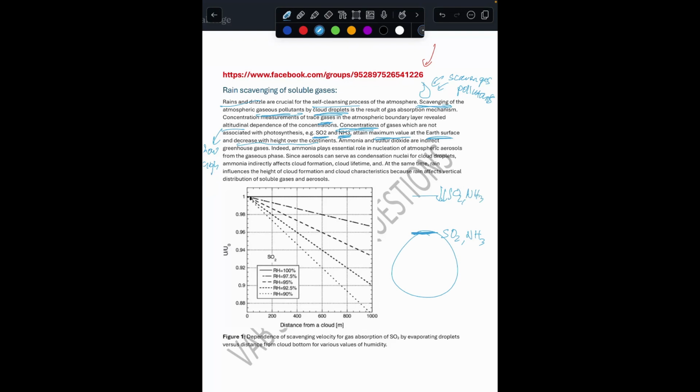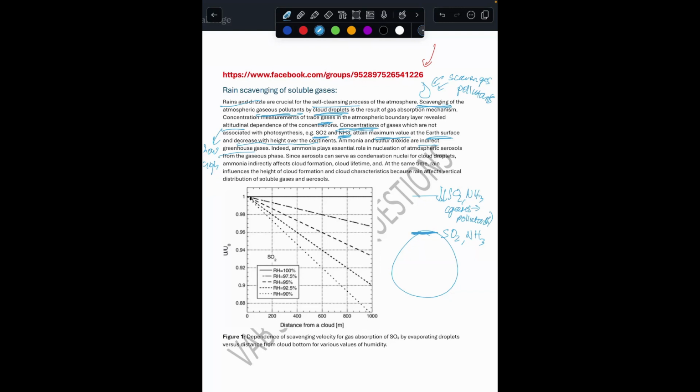Ammonia and sulfur dioxide are indirect greenhouse gases. So basically, they're trying to tell you that they're pollutants. So that's probably the stuff you want to get out of your air or get rid of. And you should probably start making the connection that it's something the cloud droplets get rid of. Yeah?